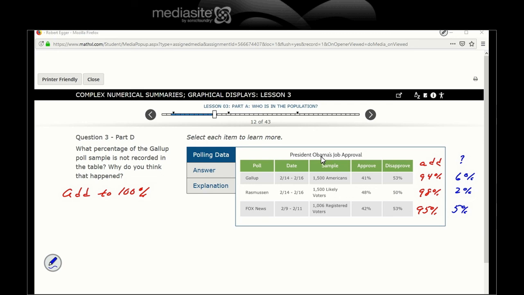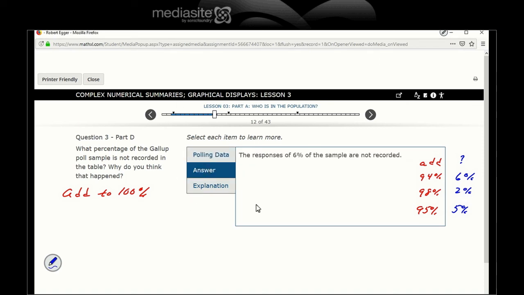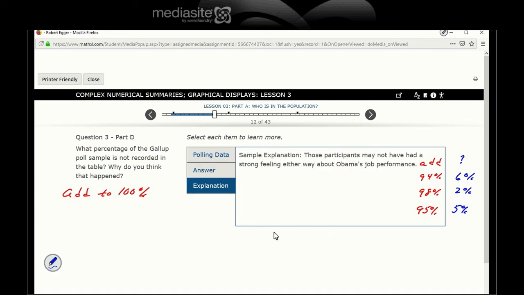Well, remember the points being shown were approved and disapproved. So there could be a third column of no opinion, people who don't have a strong feeling either way. I neither approve nor disapprove. But there's a percentage that didn't have a strong feeling either way, most likely. Let's find out. Okay. They may not have had a strong feeling either way about Obama's job performance. No opinion.